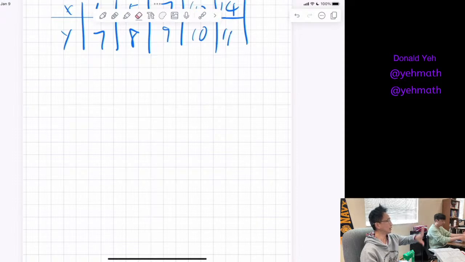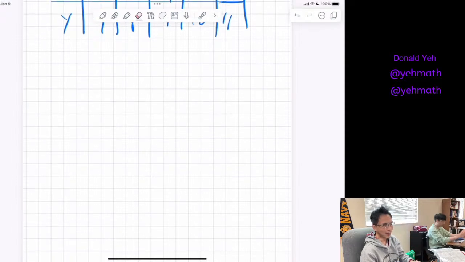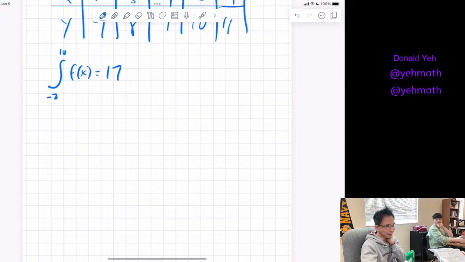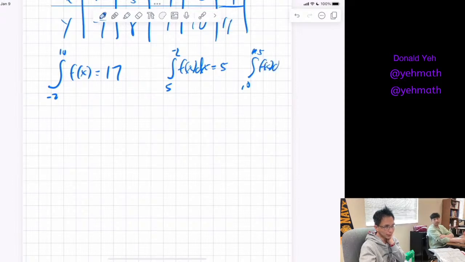All the area, the graphs asking you areas, I might put some on that. I might ask the properties too. Remember that one question that you didn't do well last time? The integral from -2 to 10 of f of x is equal to 17, and therefore the integral from 5 to -2 of f of x dx is equal to 5. What is the integration from 10 to 5? Do you know how to do this one? This was on the last test. I will ask you again because this is a property.